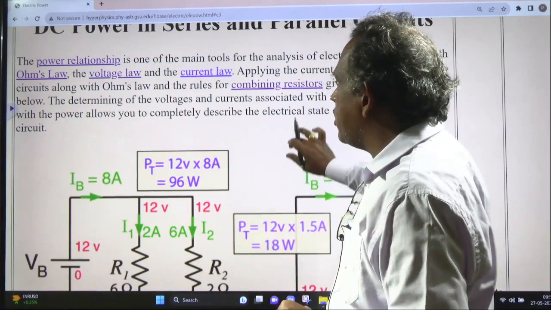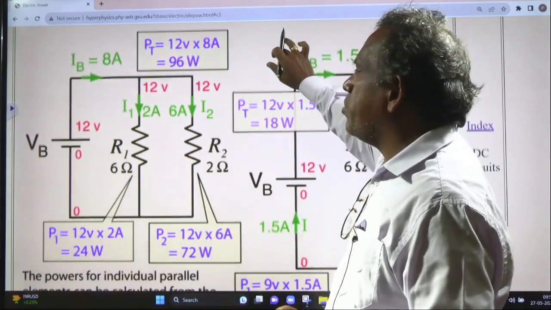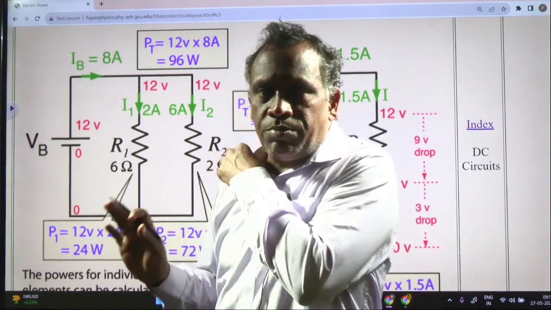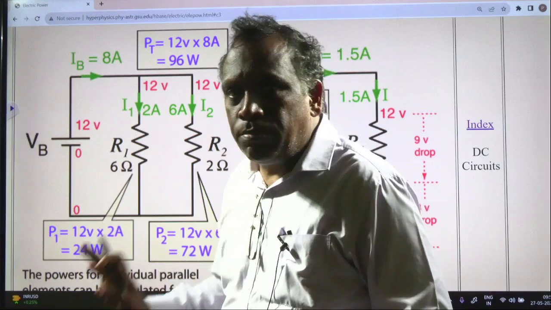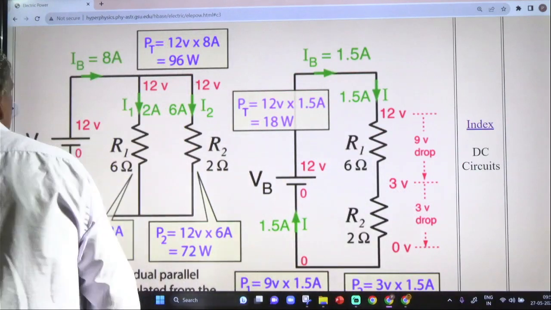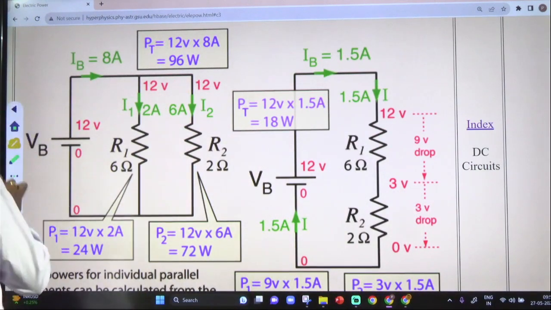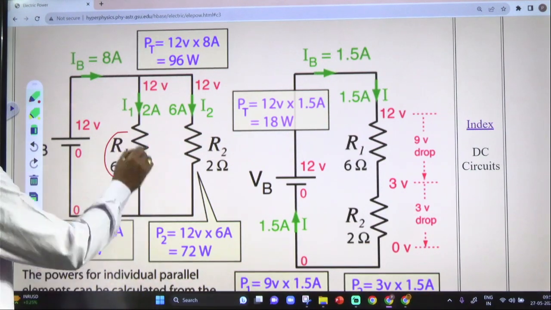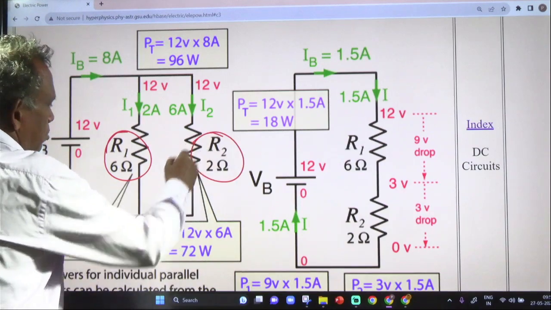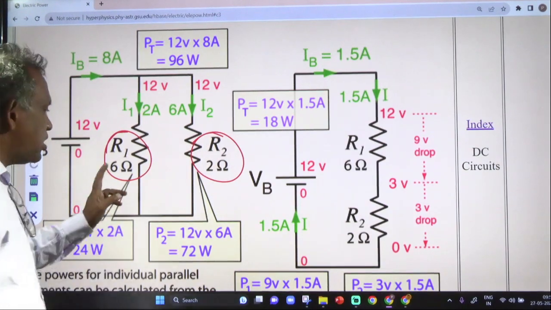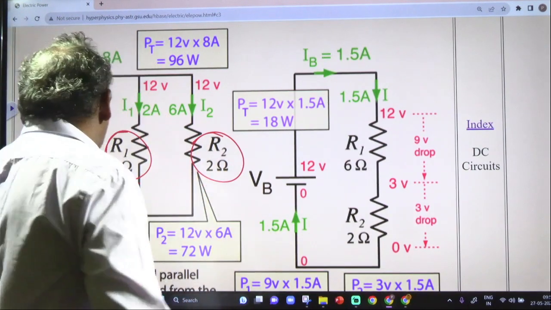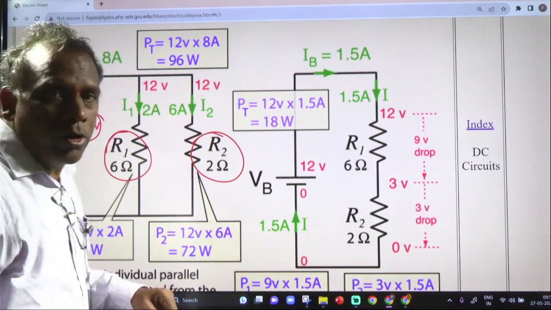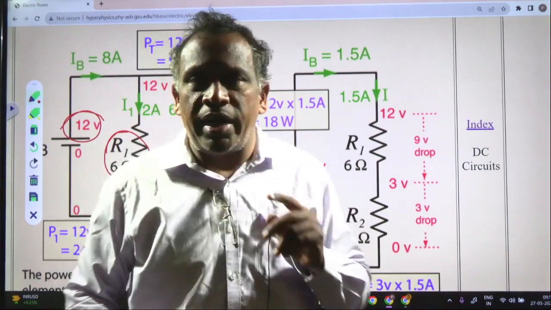Let us take the problem. Just understand the problem, a very simple problem. Here is how the power relationship will be in the series and parallel. Let us take R1 and R2 as the resistors. R1 is 6 ohms, R2 is 2 ohms. There is a 12 volt potential difference applied across the battery.